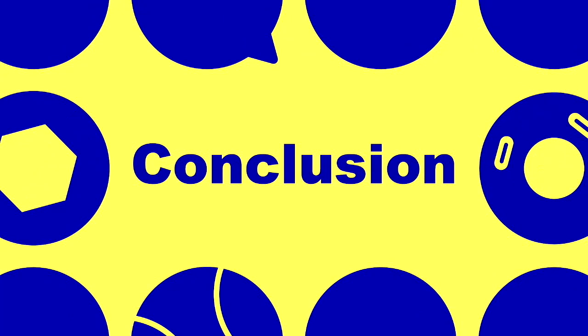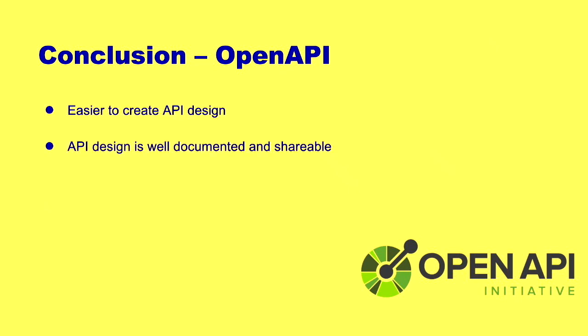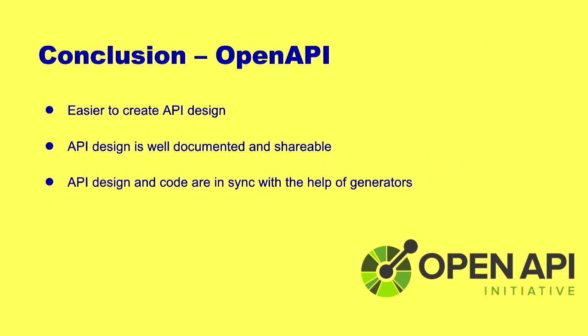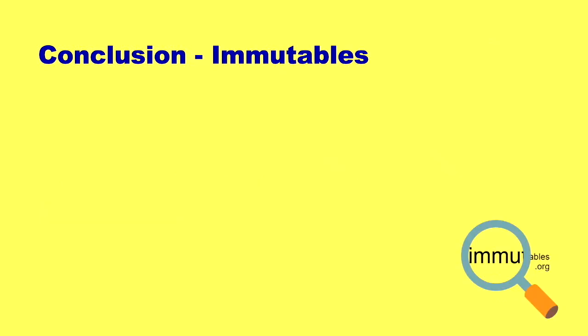So Sajid, stage is yours. Yeah, thank you, Nick. So let's conclude this speech. So firstly, why should you use OpenAPI? Well, it makes it easier for you to create an API design. This API design is well documented and shareable at the same time. The API design and code are in sync with the help of generators. And these generators can generate code in a lot of different languages and frameworks.